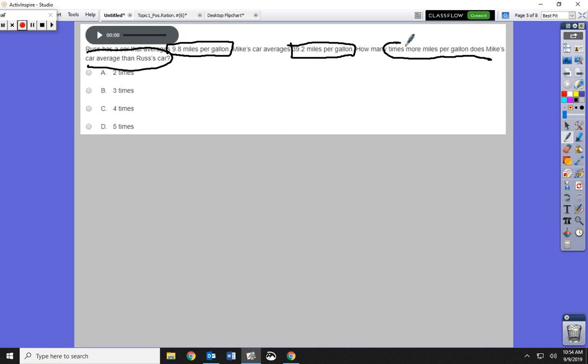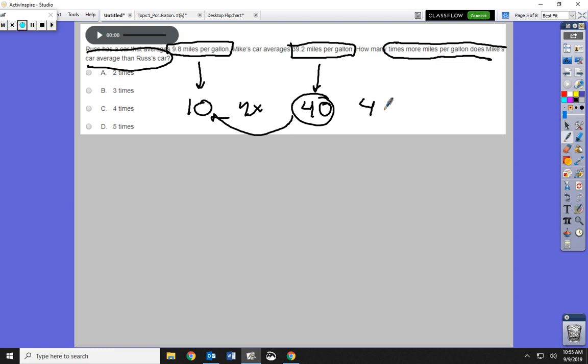Now, this is a deceiving one because you see how many times more. Now, if I took Russ's, let's round that to about 10. If I look at Mike's, that's about 40. How many times bigger is this than this? Well, we say it's 4 times bigger. But I know that because I divided 40 divided by 10 to get 4.